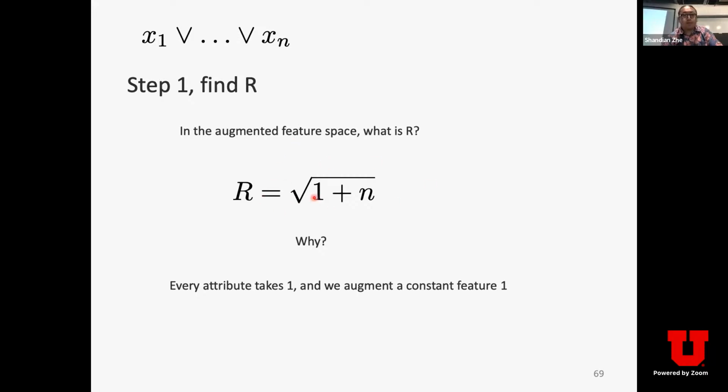I wrote the result here, but can we explain why we can set this as the upper bound? No, R is not that. R is the maximum length of the feature vectors, and our feature vectors are just Boolean feature vectors. Which feature vector has the largest length? Yes, the all-ones one. So which one is the longest? It is the longest vector.